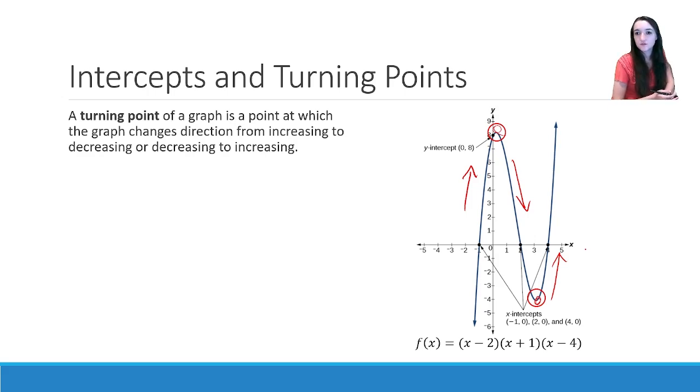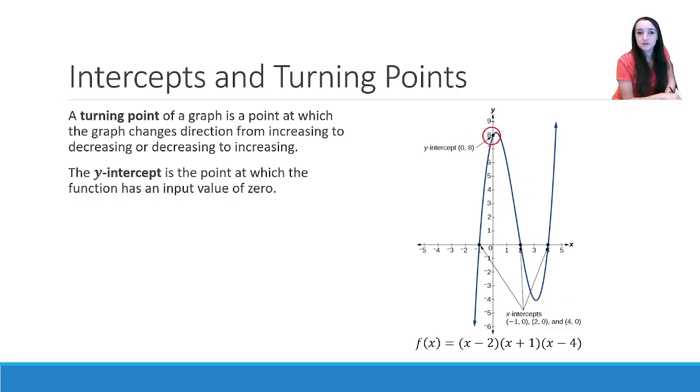So we've talked about relative mins and relative max before. Essentially, whenever you have a relative min or max, you're going to have a turning point, because in order for it to change from increasing to decreasing, it has to have turned around. It has to have hit some point and then turned. That's essentially what it's doing, a turning point.